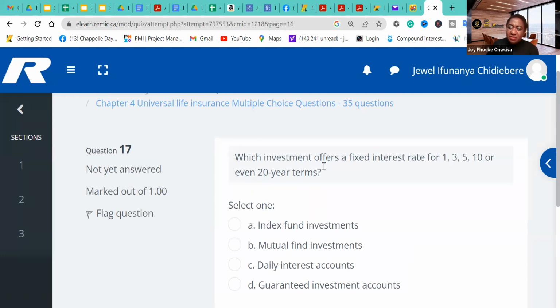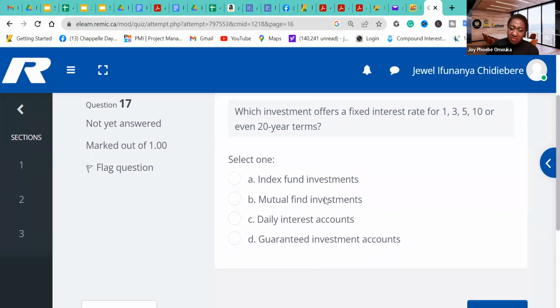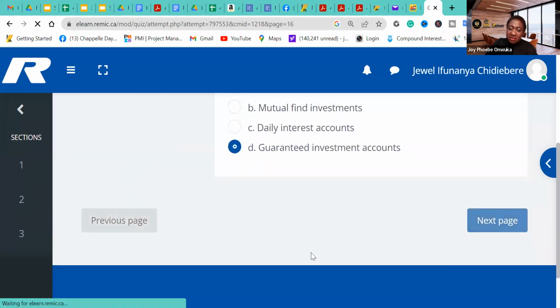17. Which investment offers a fixed interest rate for 1, 2, 3, even 20 years? Select one. Index fund investment, mutual fund investment, daily interest rate, guaranteed investment account. Which investment offers a fixed interest rate is guaranteed investment account, I believe, because index is index and mutual fund, daily interest, no, is guaranteed, I will say, but we'll see.